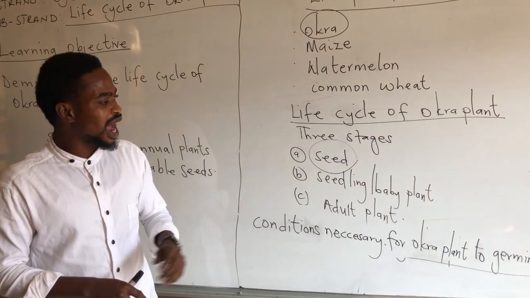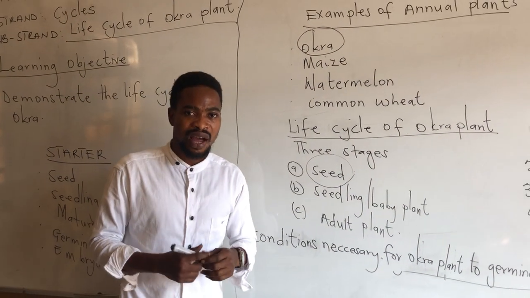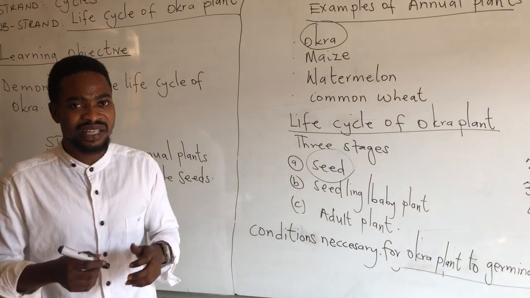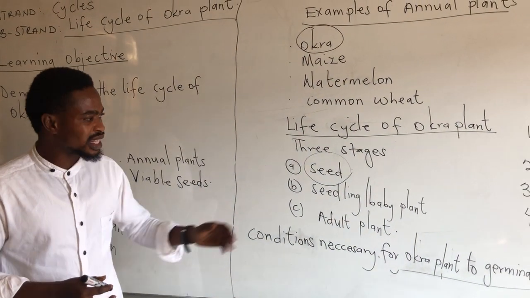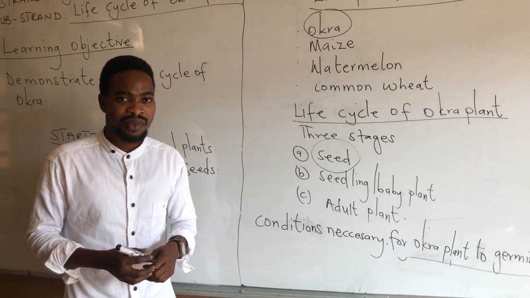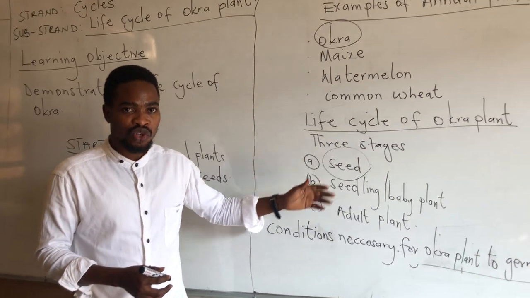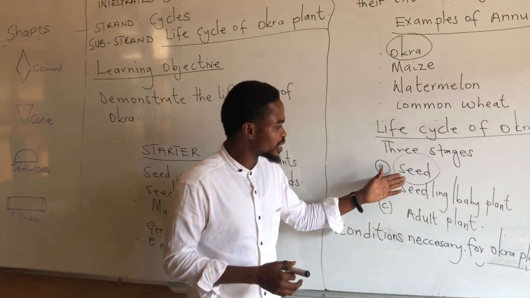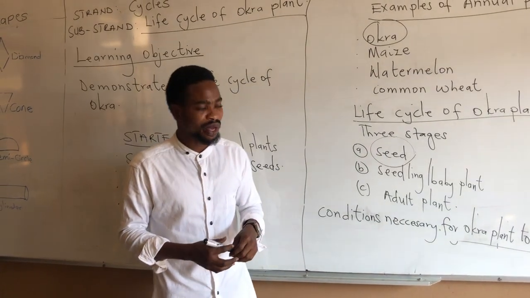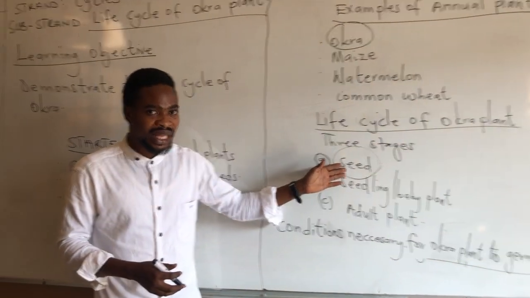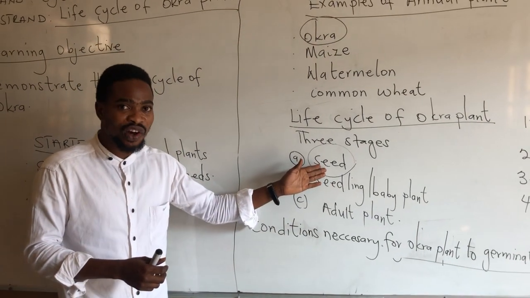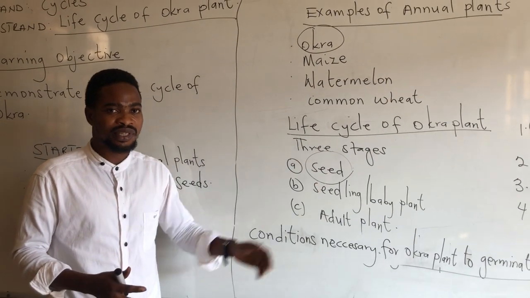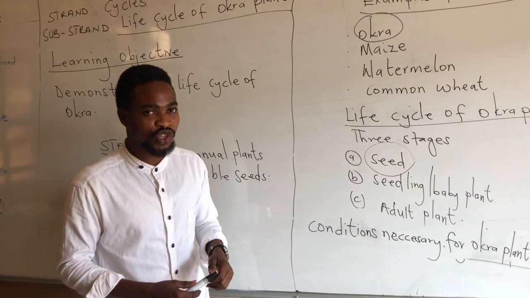Viable seeds are seeds that are favorable under a certain condition. For example, you cannot take a seed that is spoiled to plant. It will not germinate. So we need a viable seed for that particular seed to germinate. Development of seedling from seed is what we call germination.